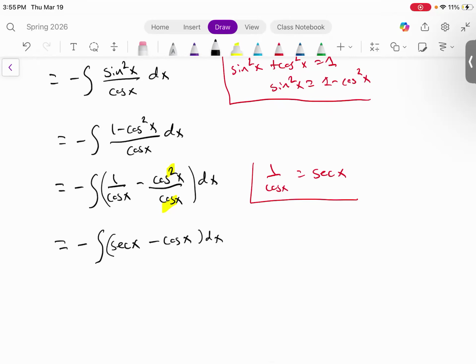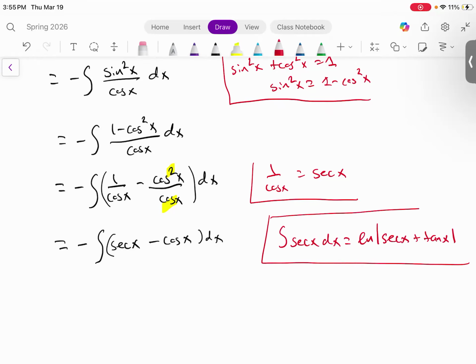Okay, so we know what the integral of negative cosine would be. Secant x, maybe not off the top of your head, but it is something that is proven what the integral of secant x is. I don't want to say recall because it's probably not something at the top of your mind, but the integral of secant x is actually natural log, absolute value of secant x plus tangent x. Okay, so that is an established integral that we can use to our advantage. You probably solved it first in maybe Calc 1 or Calc 2.